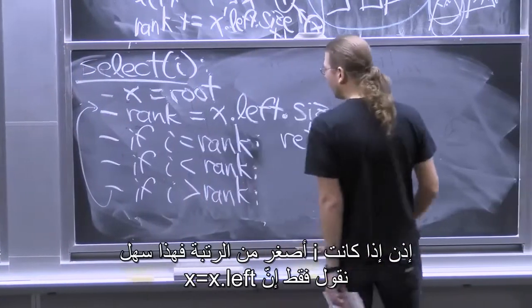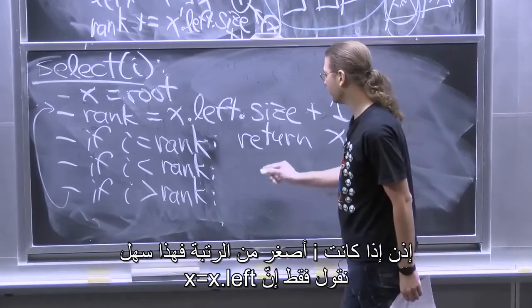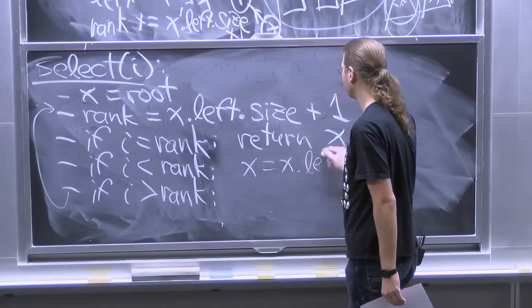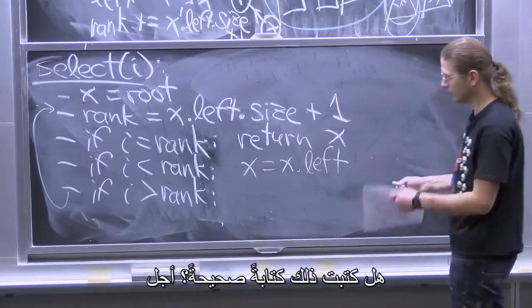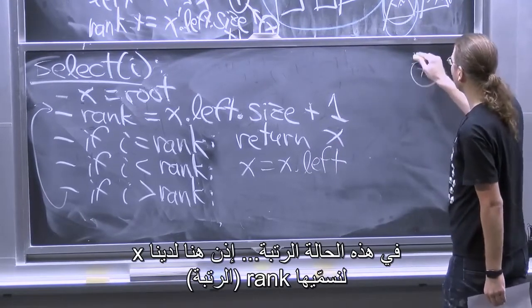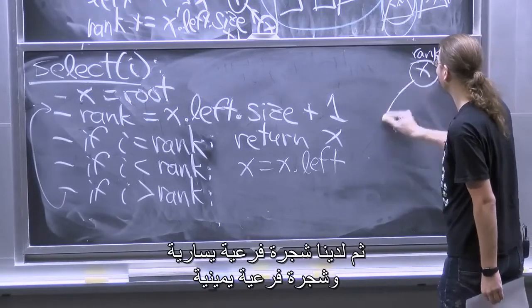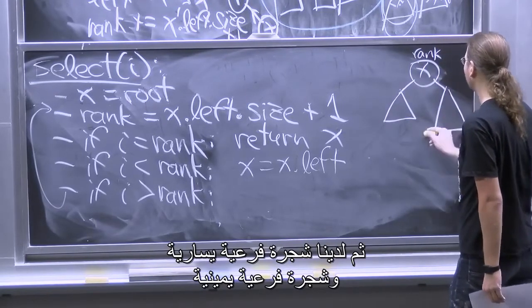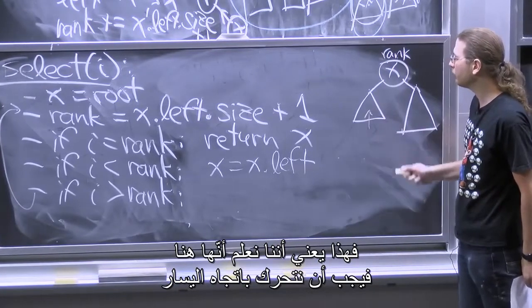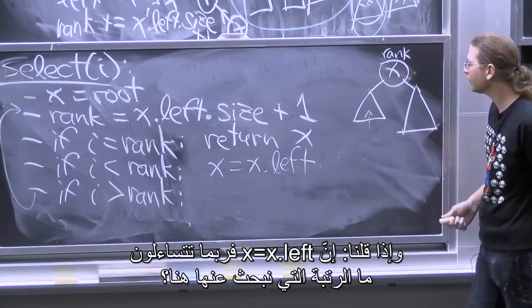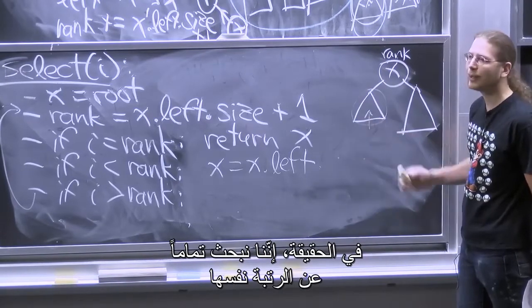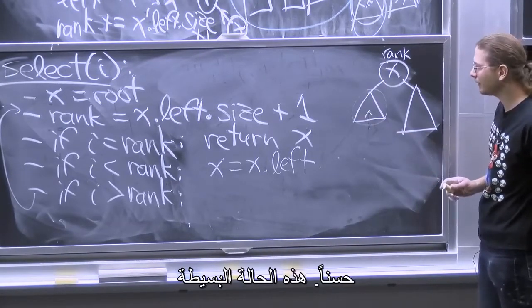OK, so if i is less than the rank, this is fairly easy. We just say x equals x dot left. Did I get that right? Yeah. Here we have x at its rank, and then we have the left subtree and the right subtree. If the rank we're searching for is less than rank, that means we know it's in here, so we should go left. And if we just set x equals x dot left, you might ask, what rank are we searching for in here? Exactly the same rank. Fine. That's the easy case.